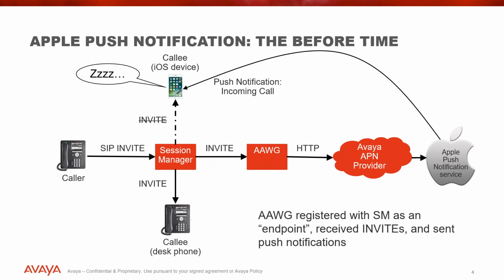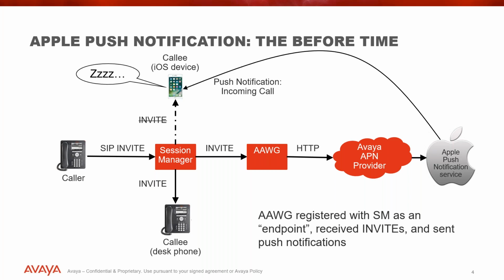A diagram of how push notifications work. We've had Apple push notifications working with the Workplace app for a couple of years now. The difference is, in the past, you've needed an AAWG, an Avaya Aura Web Gateway, to make push notifications work. The big change here is that you're going to be able to make push notifications work directly from your Session Manager.